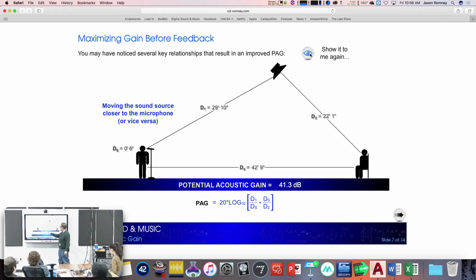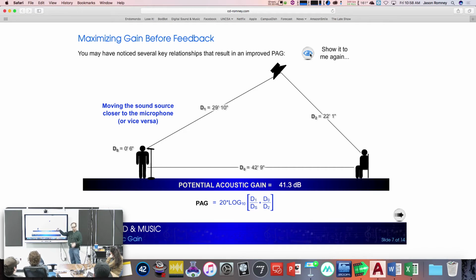Well, moving the talker decreased DS. DS is now a smaller number. But yes, now their voice is hitting the microphone at a louder level, and you didn't change the loudspeaker. So the point at which the loudspeaker hits the mic at the same level is going to be a little bit further away now, because the talker's hitting the mic significantly louder, because they haven't lost so much by being so far away from the mic. Okay?